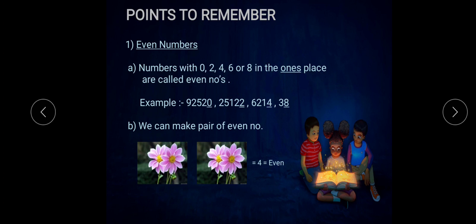So, in this way, the numbers having 0, 2, 4, 6 or 8 in the ones place are called even numbers. Okay, children? And the second point of even numbers is that you can easily make the pair of even numbers. That is, you can divide them into groups of 2. You can see here one group is having 2 flowers and another group is having 2 flowers. That is total 4. So 4 is an even number. So those numbers which you can easily divide into groups of 2 things are called even numbers.